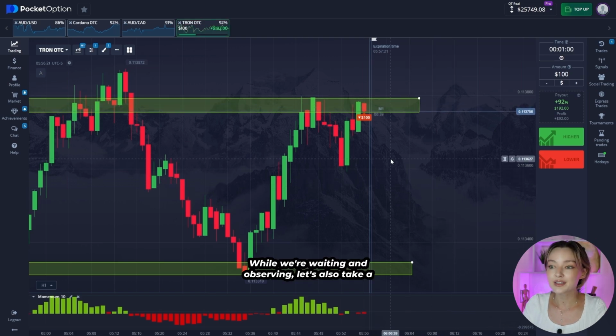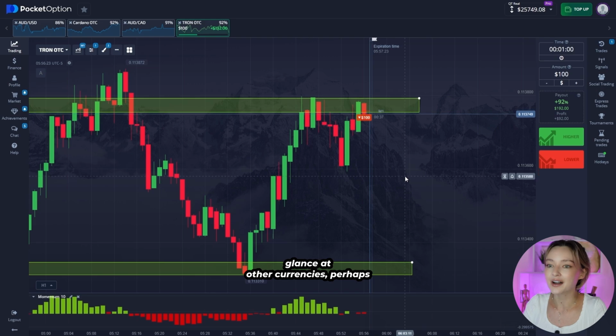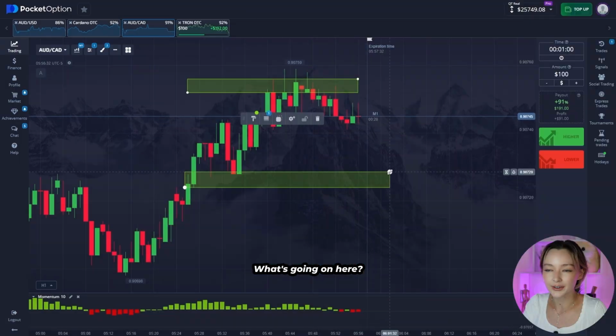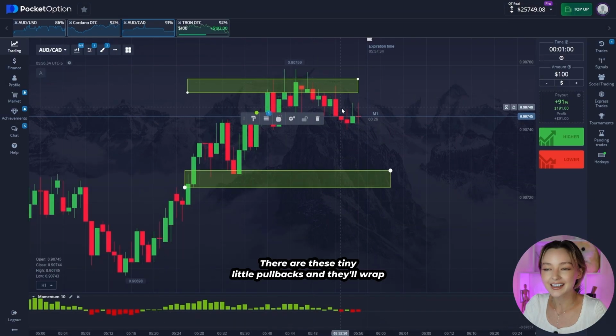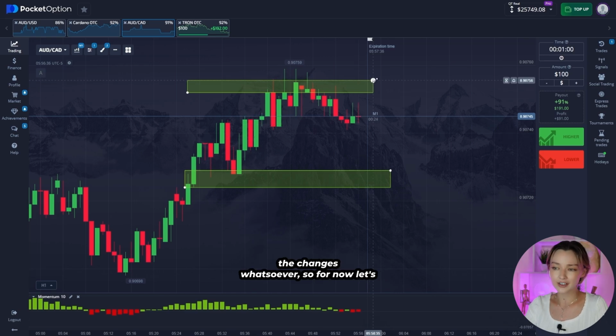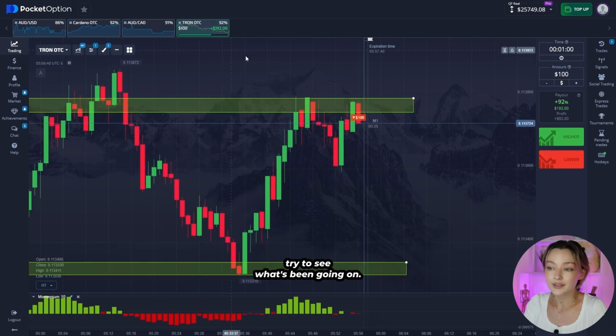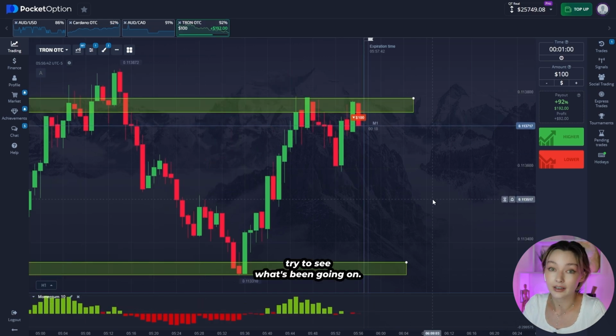While we're waiting and observing, let's also take a glance at other currencies. Perhaps there's a convenient case out there we overlooked. What's going on here? There are these tiny little pullbacks, no rapid changes whatsoever. So for now, let's just wait for something more and get back to the last currency to see what's been going on.